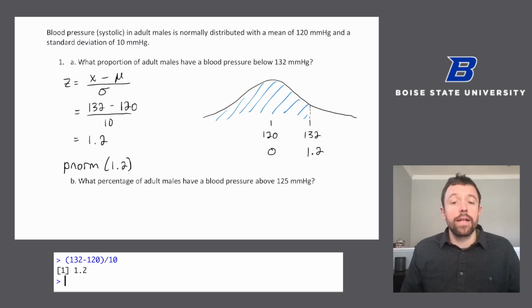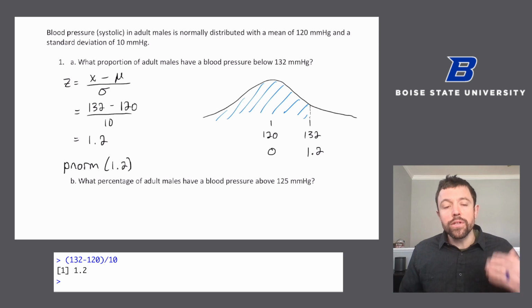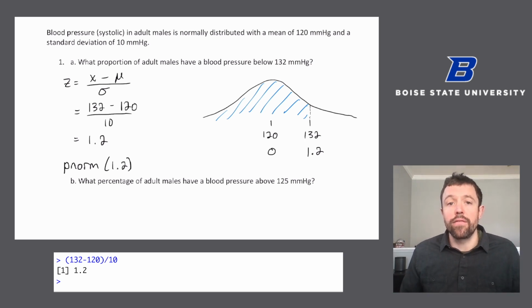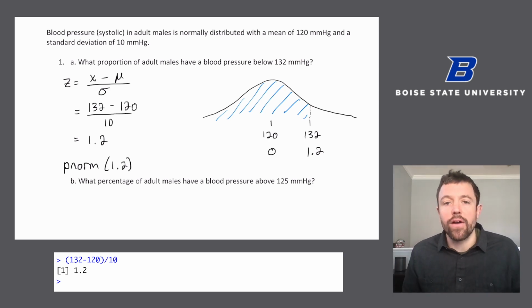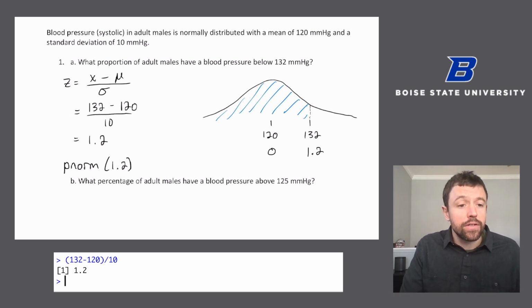The pnorm command in RStudio tells you the area under the standard normal distribution, that is the area under the normal distribution of z-scores, to the left of a value. We'll see these p commands throughout this course. We'll have pnorm for a normal distribution, we'll have pt for a t distribution, we'll have p chi-squared for a chi-squared distribution. It always tells us area to the left, and we'll keep that in the back of our head at all times. So it's area to the left, which is what I want. So pnorm of 1.2 will tell me the answer, and so let's type that in.